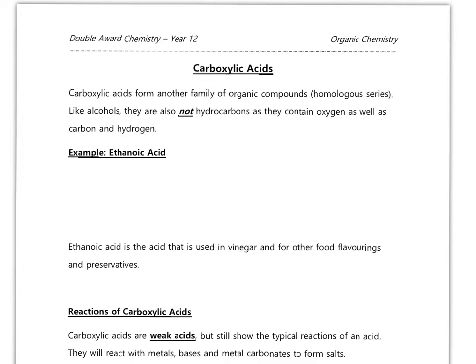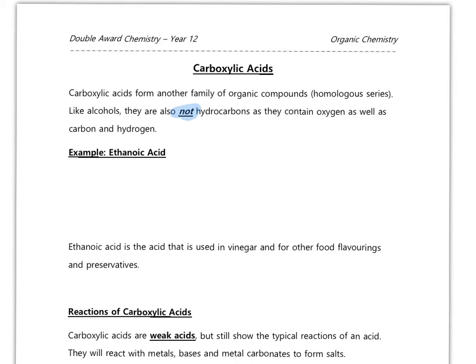But again, I'm going to show you one just to show again that they're not hydrocarbons, just like alcohols, and just to give you an idea of the structure of these molecules. So let's look at ethanoic acid, which is actually the acid that is present in vinegar. So the sour taste in vinegar, ethanoic acid is responsible for that.